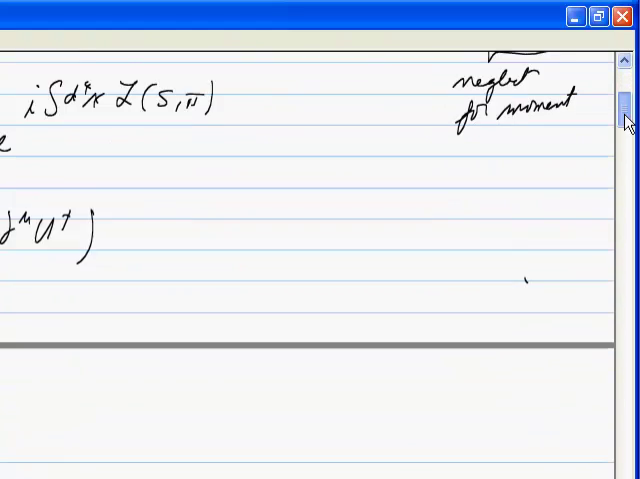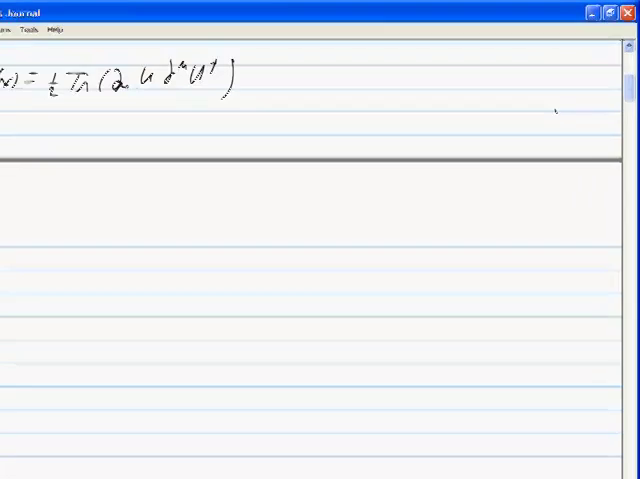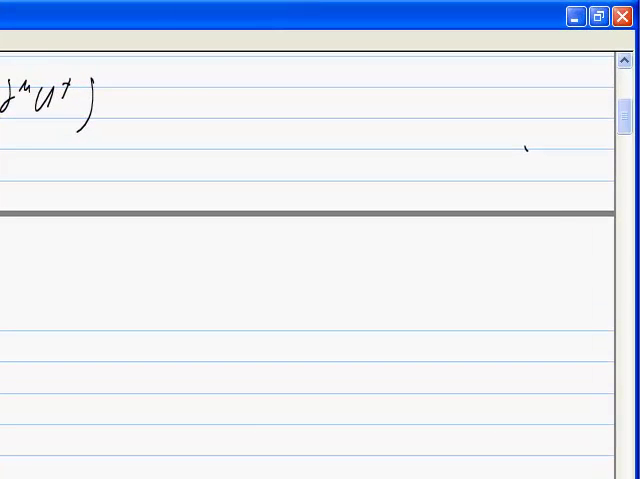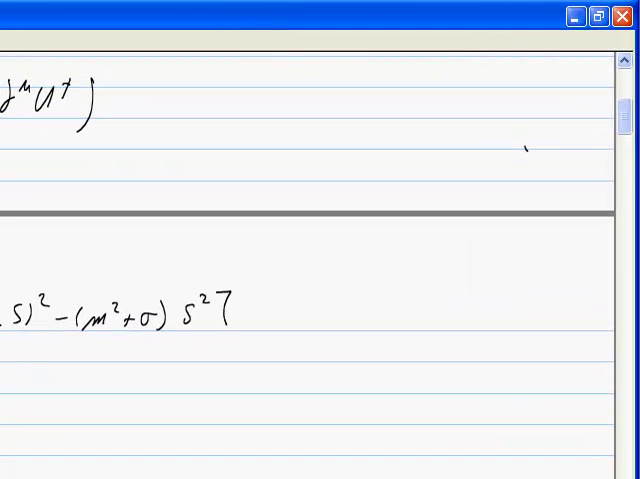Okay. So our Lagrangian then has the following form. Once I drop those terms, there's a v squared over 2 sigma, which is the piece that has no s dependence. So that's just going to factor out of the path integral. There's a piece, it's 1/2 (d mu s) squared minus m squared plus sigma, times s squared.